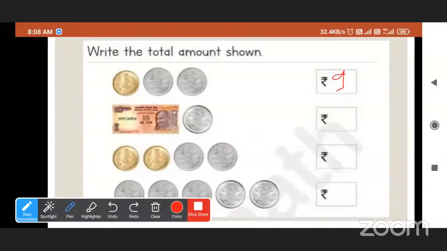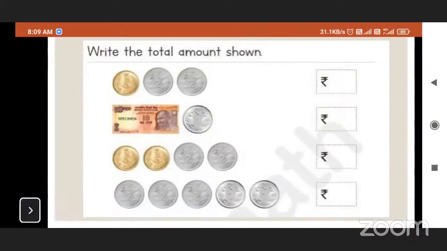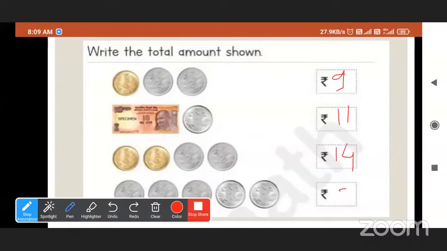Now in second row, 11. Good. It is 10 rupees note and 1 rupee coin. Now see the third row, 2 coins of 5 rupees and 2 coins of 2 rupees. So the total amount is 14. Good. Now see the last one. There are 3 coins of 2 rupees and 2 coins of 1 rupee. So the total amount is 8 rupees. Very good. Very easy.